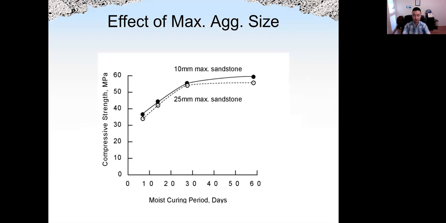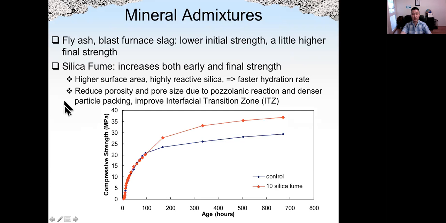Again, this is concrete with different sizes of stones, 25 and 10 millimeter. So concrete with 10 millimeter aggregate will have higher strength. Longer moisture curing, the strength will be higher too. So that's the effect of size of aggregate.